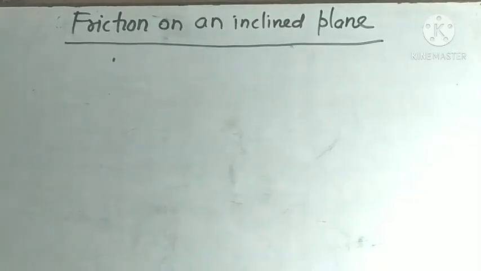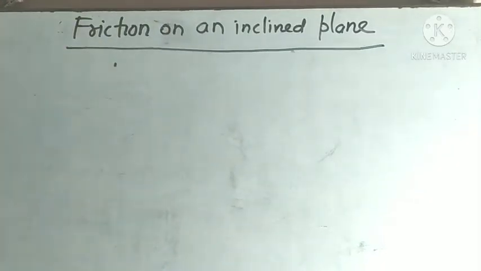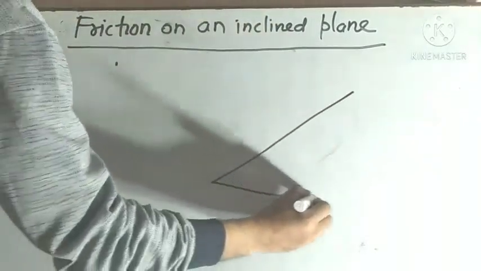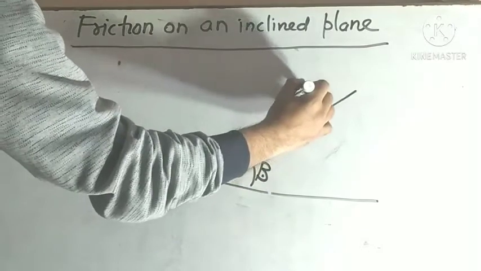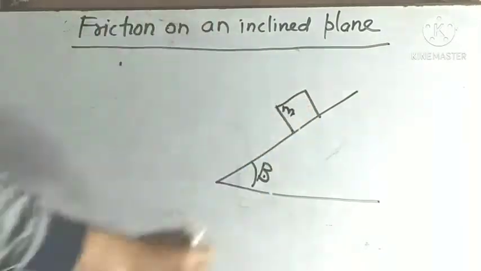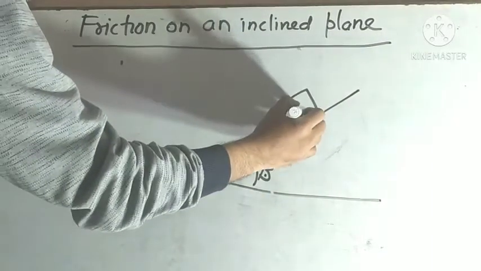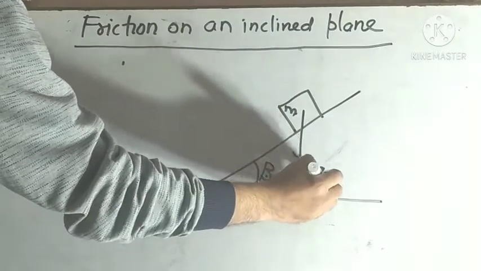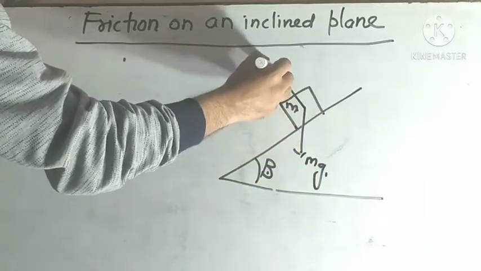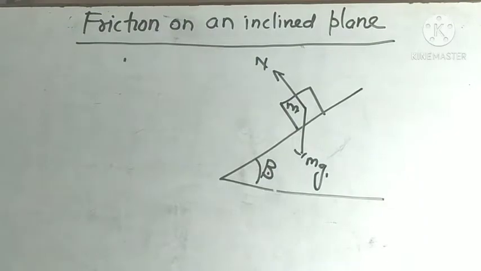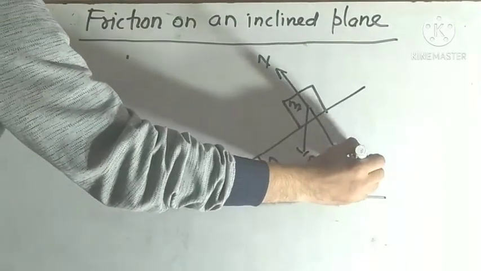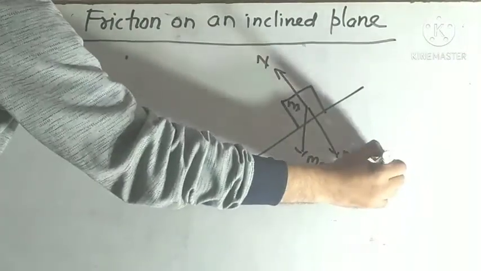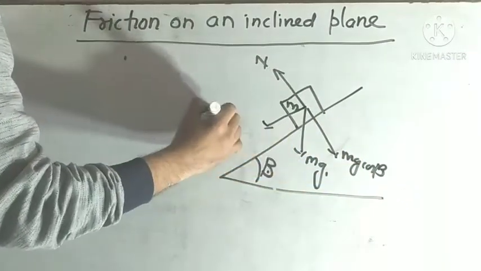Our next topic is friction on an inclined plane. Here we will take an inclined plane which makes an angle beta with the horizontal, and we will put a box of mass m on this inclined plane. We already know that the weight of this body always works vertically downward, that is mg, and the normal force works upward, that is capital N. We resolve mg into two components: mg cos beta and mg sin beta.